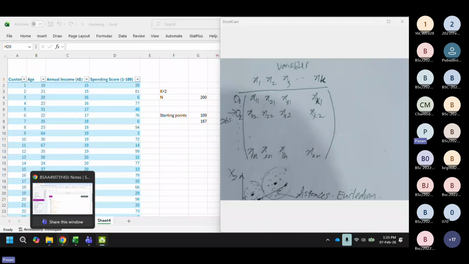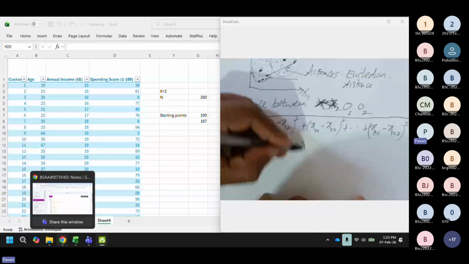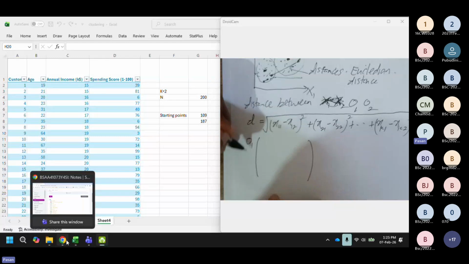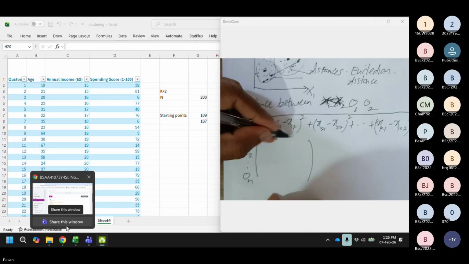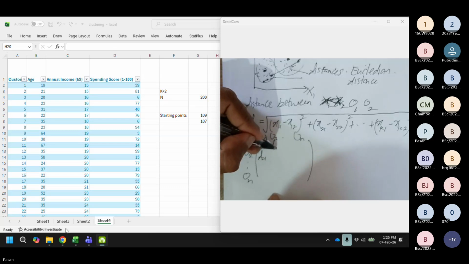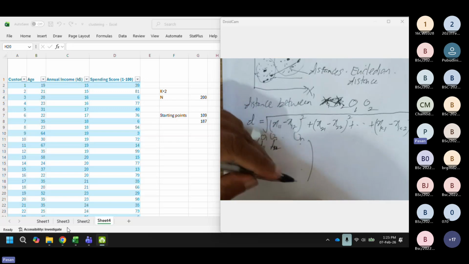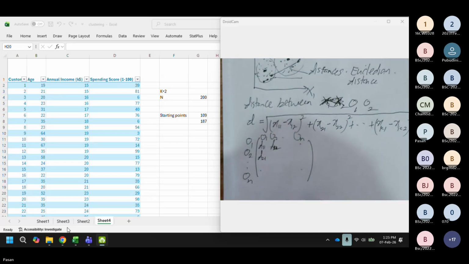So we can put all these distances into a distance matrix as well, right? So that is observation 1, observation 2, up to observation n. And these are our distances: d11, d12, and so on. We can find all these distances and gather them as a matrix like that.